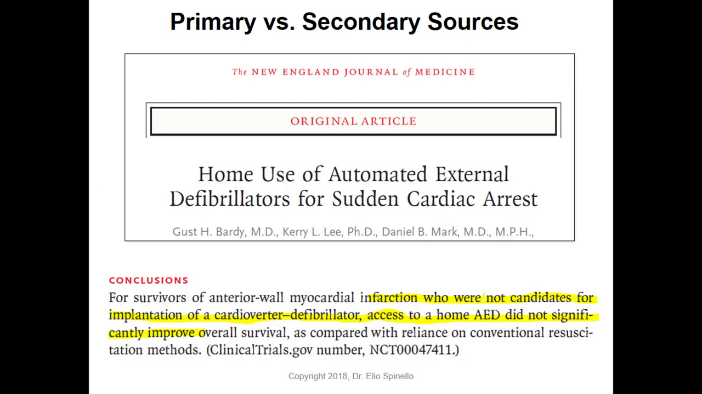Now, here's an example of what can happen with primary and secondary sources. Here's an article that was published in the New England Journal of Medicine: home use of automated external defibrillators for sudden cardiac arrest. So this was an article that dealt with looking at the use of defibrillators, which are often kept in public sites like in airports and schools. So if somebody has a sudden cardiac event, they can use a defibrillator on them. And not every cardiac event can be treated with a defibrillator, but many can.